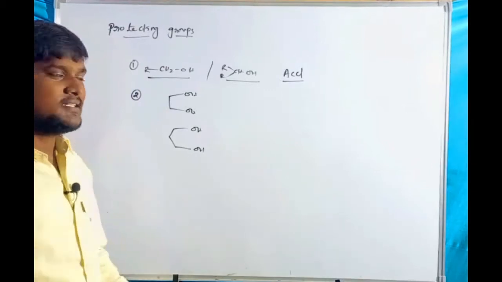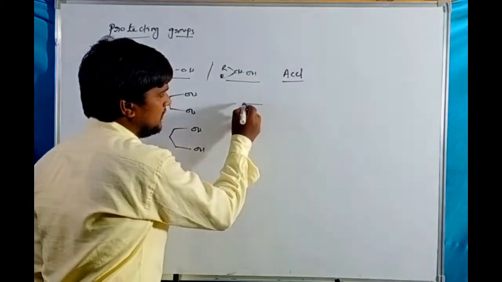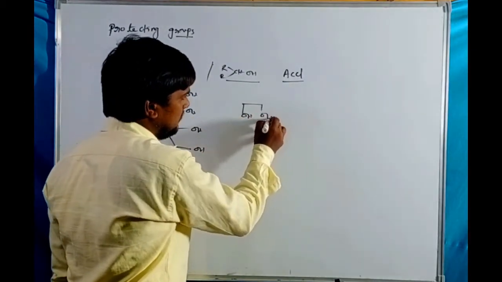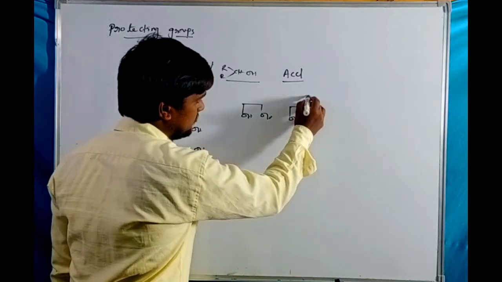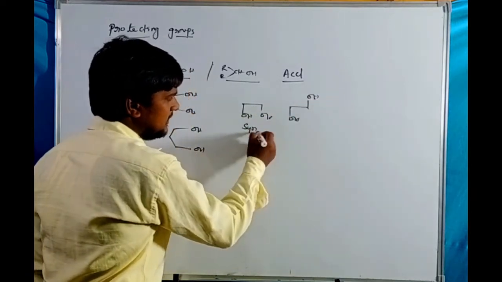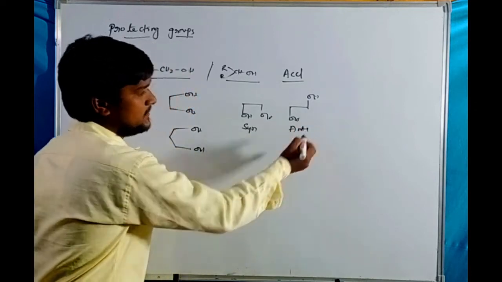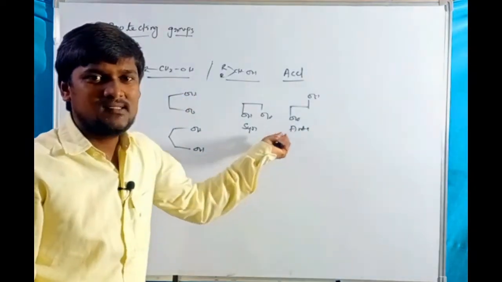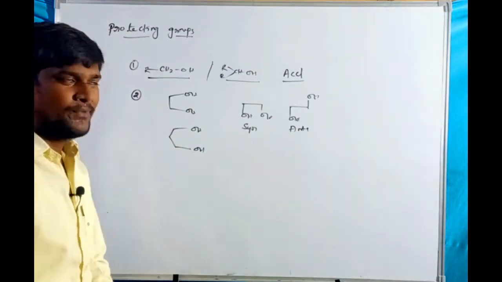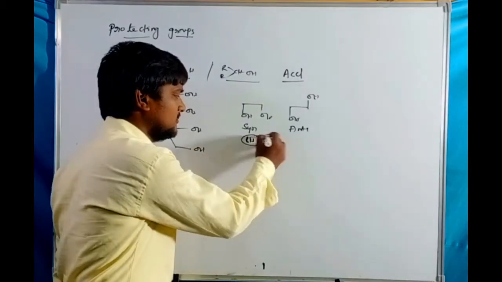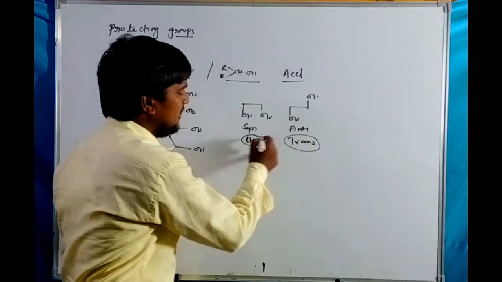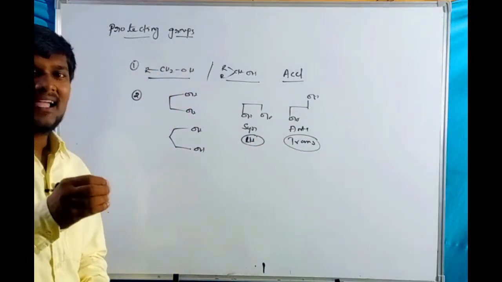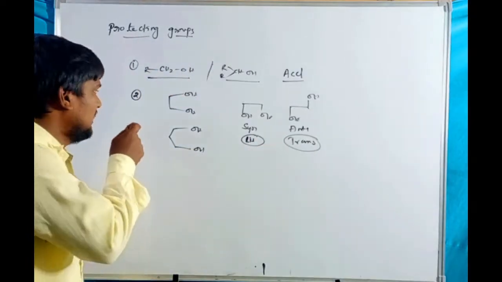The 1,2 diols have two types. Here this is a 1,2 diol, and this is also a 1,2 diol. Here it is a syn diol, and this is an anti diol. Syn or cis diols, anti or trans diols. Now, only cis diols can give our protecting groups.